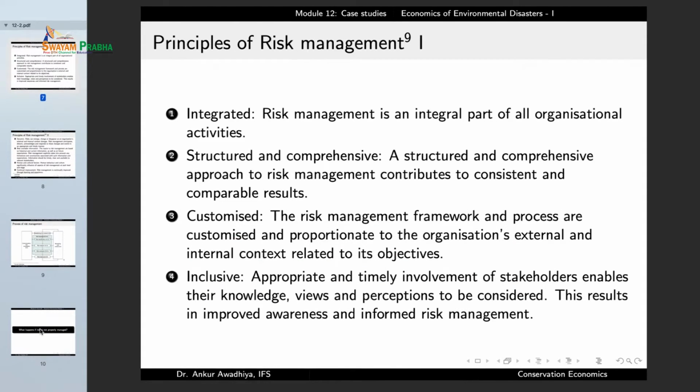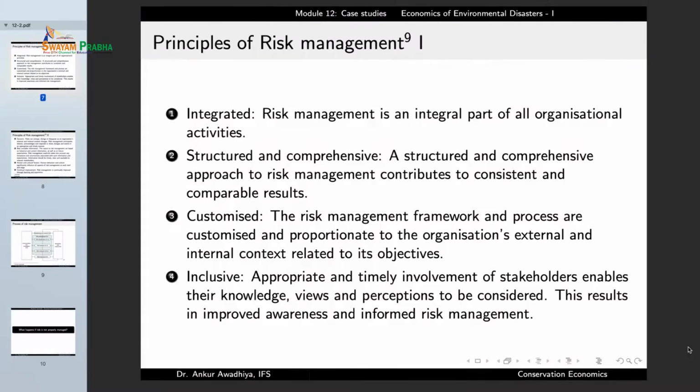So, how do we manage a risk? What are the principles of risk management? Well, the first principle is that risk management is integrated. It is an integral part of all organizational activities. It is not a one off solution, it has to be there whenever you are doing any activity in your organization. So, whenever we are building a dam, we have to think about the kinds of risk that it might pose, and we have to incorporate all these risks and the management of those risks in the construction of the dam. So, risk management always has to be integrated.